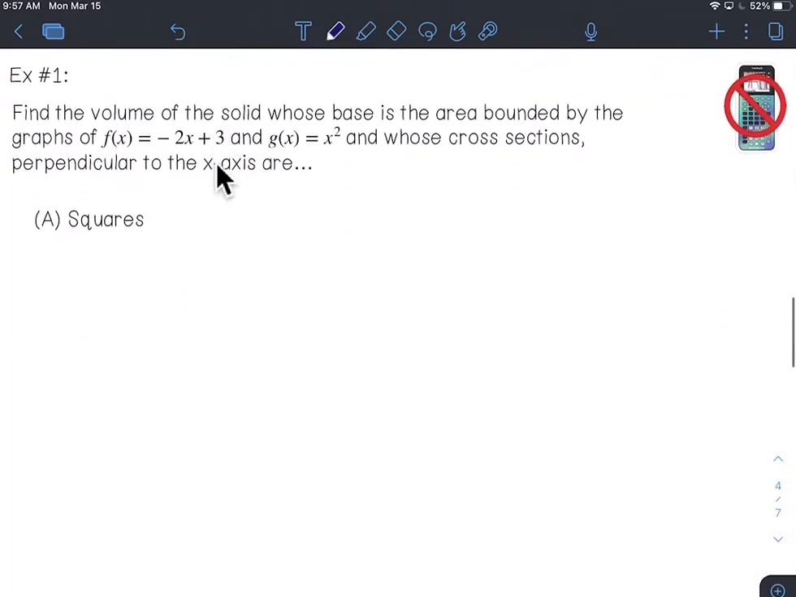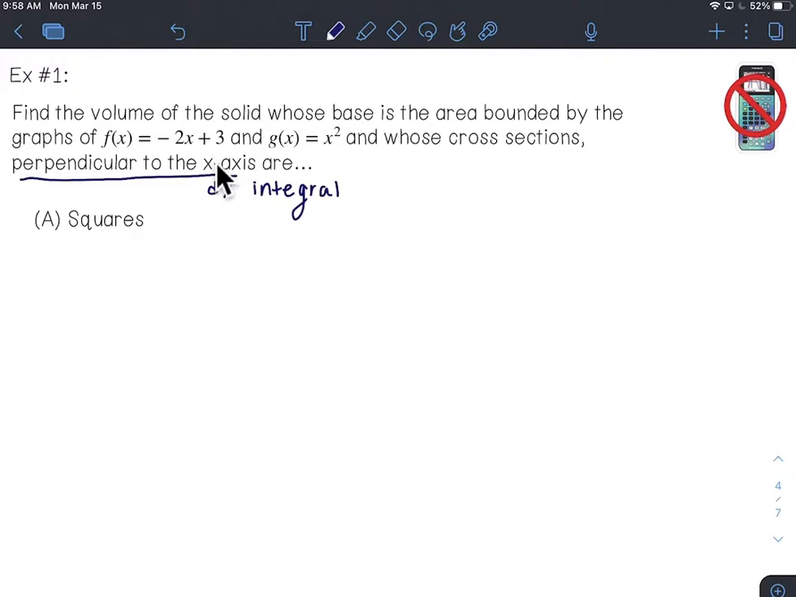So for our first example, we want to find the volume of the solid whose base is the area bounded by the graphs of negative 2x plus 3 and x squared, and whose cross sections are going to be perpendicular to the x-axis. So that tells us that the cross sections land on the x-axis. This tells us that we have a dx integral. We're going to do this 3 different times with 3 different cross sections.